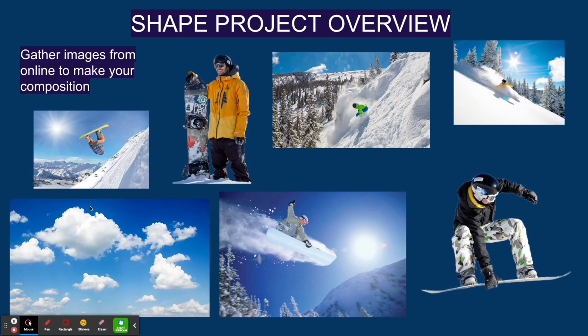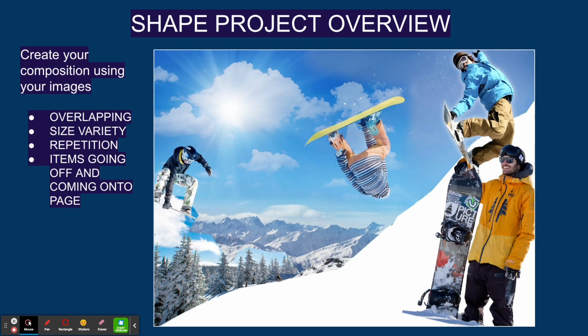All right, moving on. Okay, here's a project that I haven't done anything to other than make the composition. So today I found these images from online. I decided to go with a theme for snowboarding, a mountain, some trees. So I gathered my images first, and then I made a composition from those images, again, following the rules: overlapping, size variety, repetition, and items going off and coming onto the page.